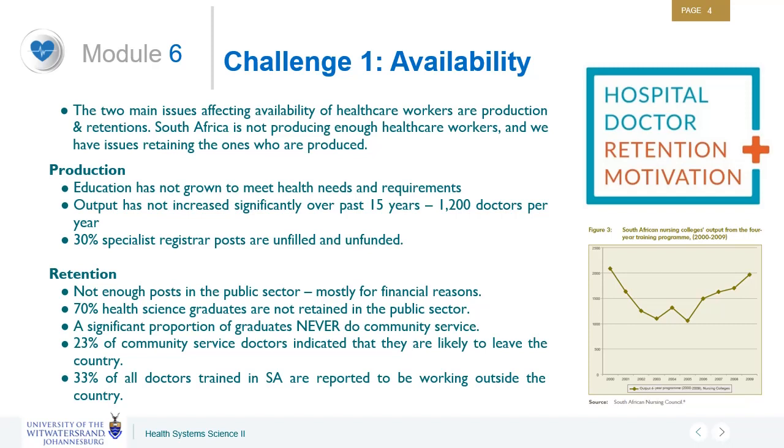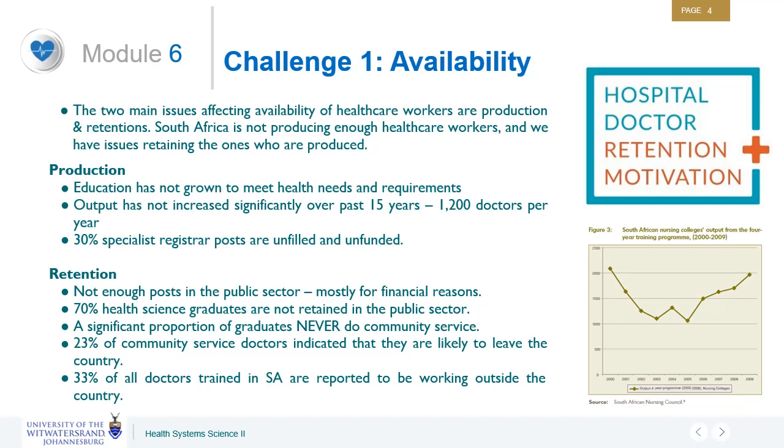In relation to production, we see that education has not grown to meet the needs or the requirements of the population. So as our population has increased, we have not been producing more healthcare workers. Output has not significantly increased over the last 15 years. We only produce about 1,200 doctors per year. We also see that 30% of specialist registrar posts are unfilled and unfunded. This means that people who want to specialize are not able to do so.